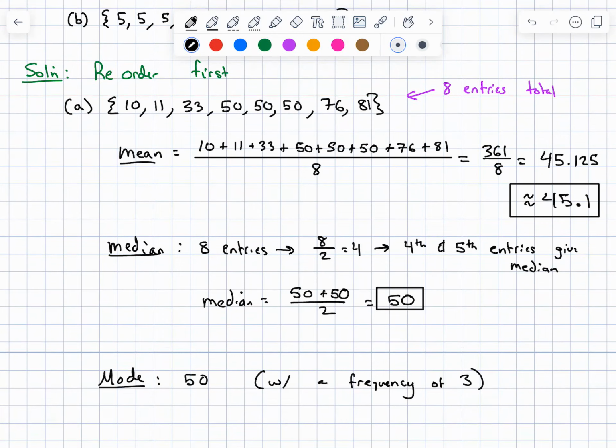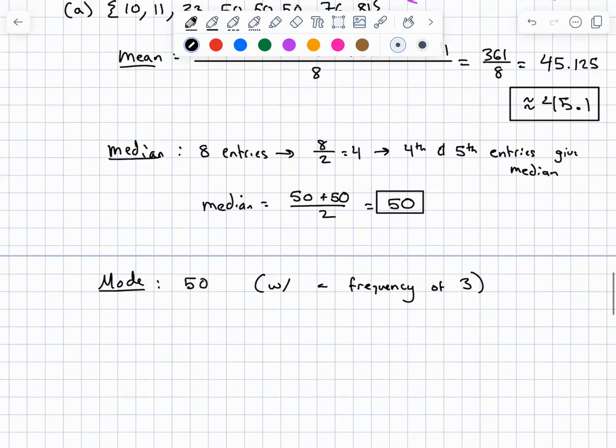All right. I'll rearrange the data set for the second one first, and then I'll let you guys calculate them while I slowly fill in the details. The reordered version of the set will be 5, 5, 5, 5, so 4 5s. Then 7, 11, 12, 13, and 15. So go ahead and find the mean, median, and mode. I'll slowly fill in details.